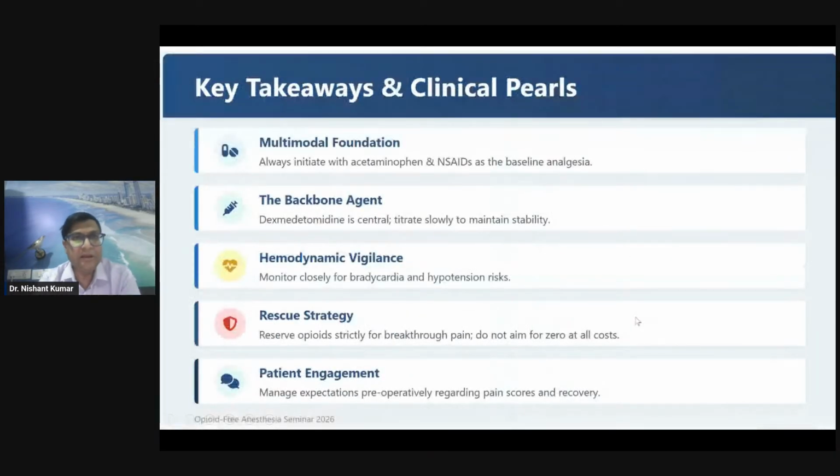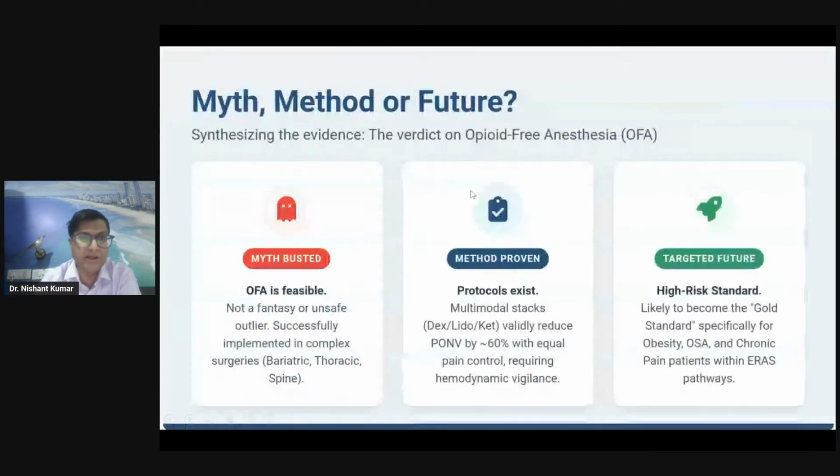So the key takeaways and clinical pearls are that it is always a multimodal foundation. Dexmedetomidine or ketamine are the backbone agents. You have to be vigilant regarding the hemodynamic changes. Opioids should be used only if absolutely required, and obviously you have to counsel the patient. If you counsel them, then definitely the need for postoperative opioids also decreases.